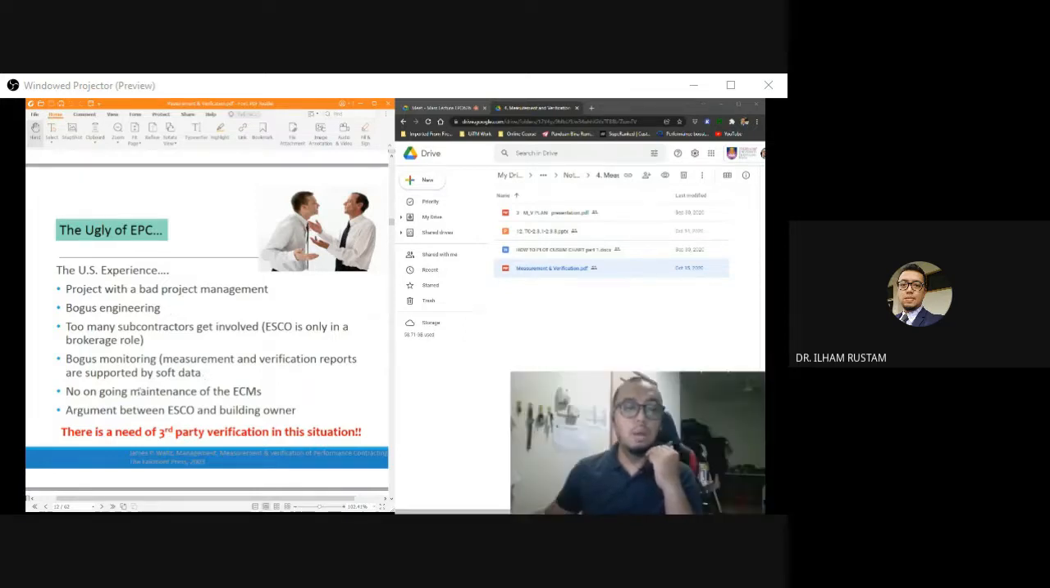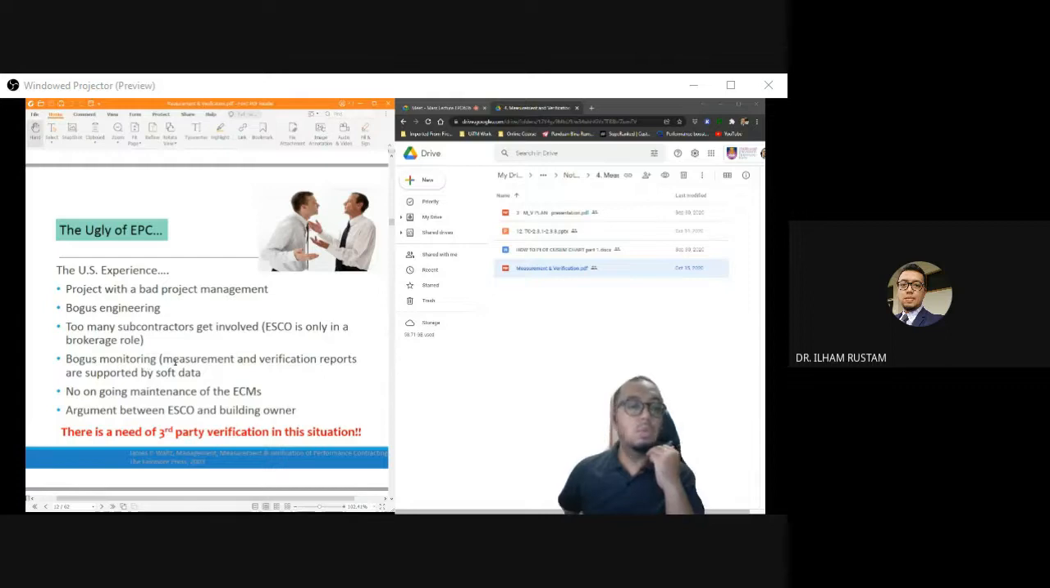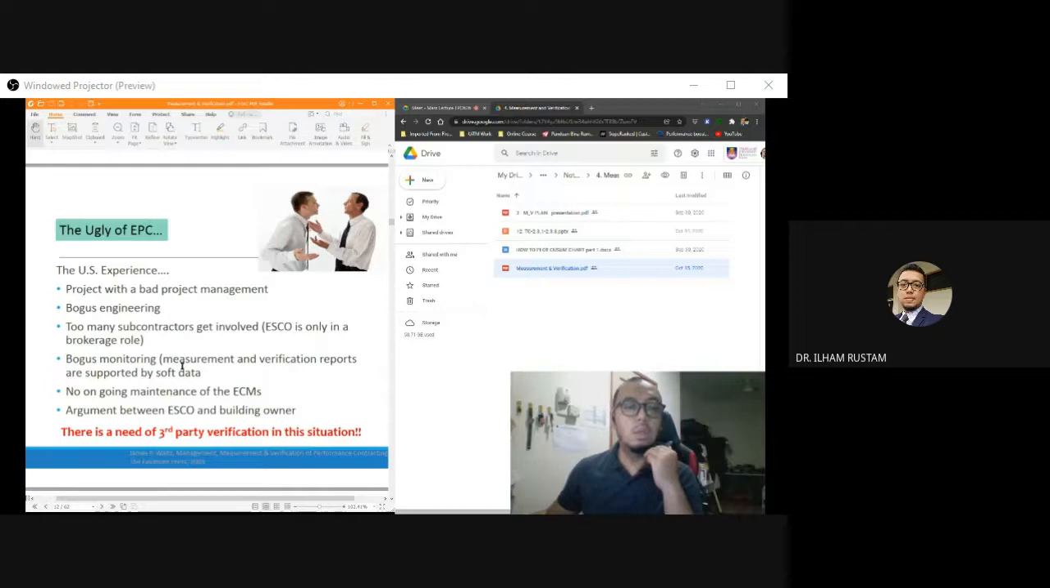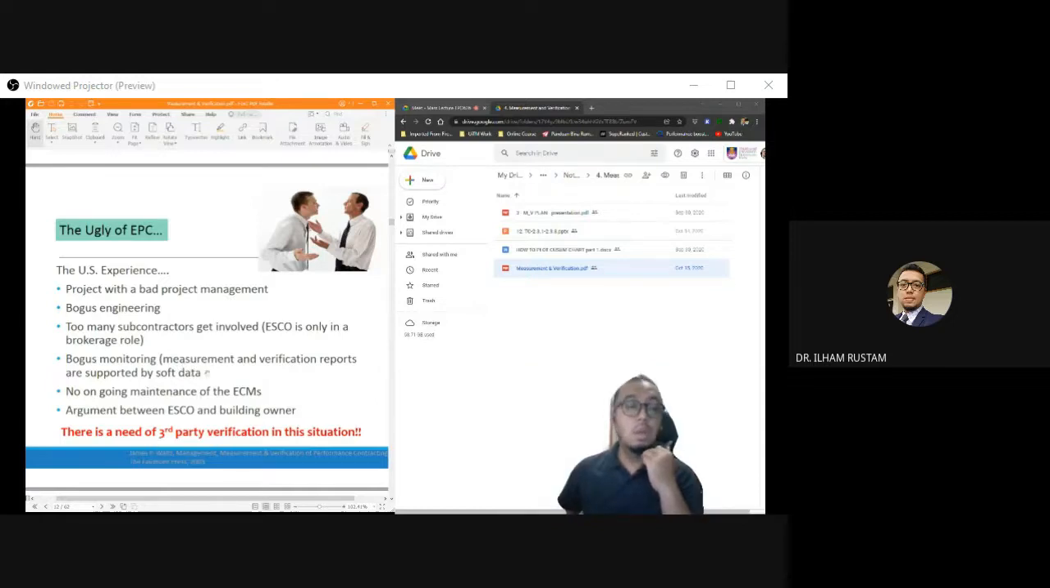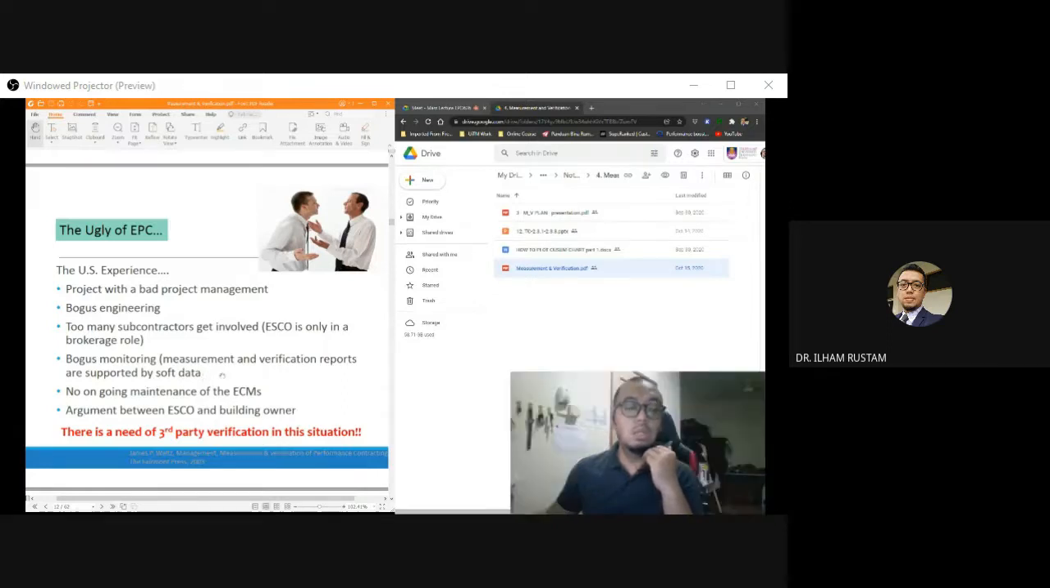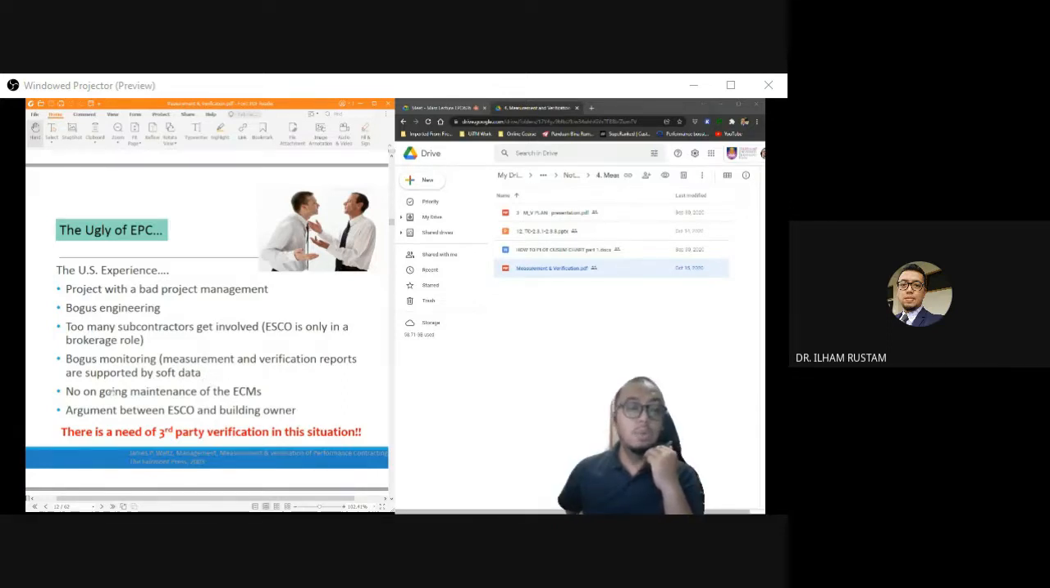So bogus monitoring, sometimes they don't even go down to the site and they just give some numbers in their report, and apparently the saving isn't that much, but the data shows that there are actually savings, which is not good. No ongoing maintenance and also arguments between ESCO and building owner. This one is expected, but these are EPC issues.